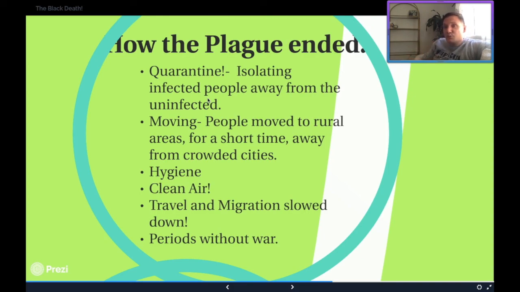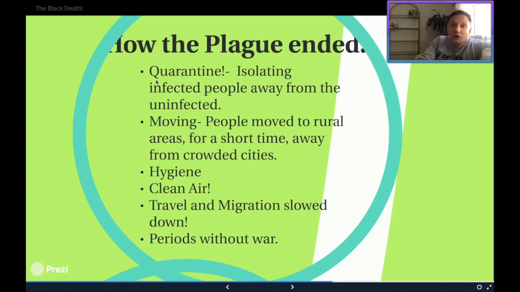But the big reason why the plague's finally going to end is due to simple concepts, right? One is quarantine. Quarantining people is going to be the biggest reason why the plague finally ends, and that is actually going to be adopted in Italy, and Italy is going to be able to get rid of it first, and that's going to be a big reason why the Renaissance begins there, right? So, quarantine is supposed to be isolating infected people away from the uninfected.